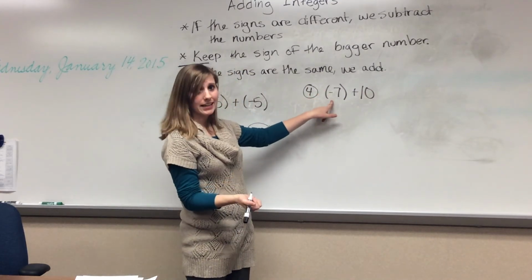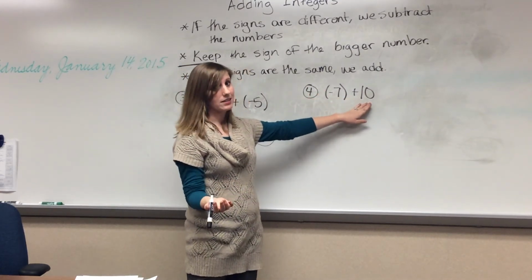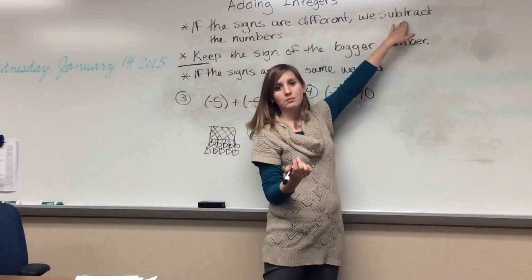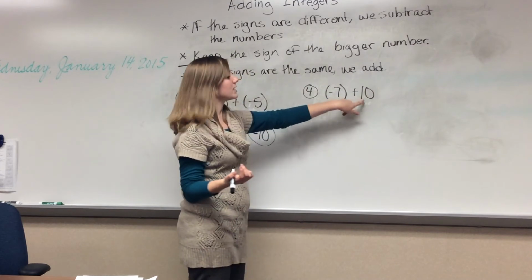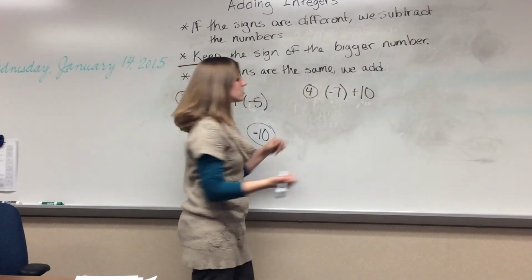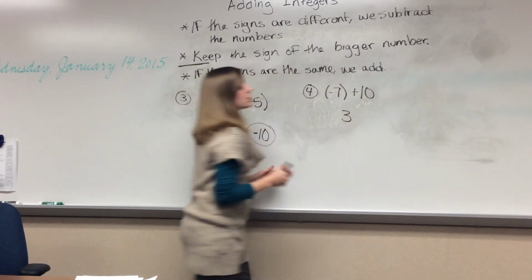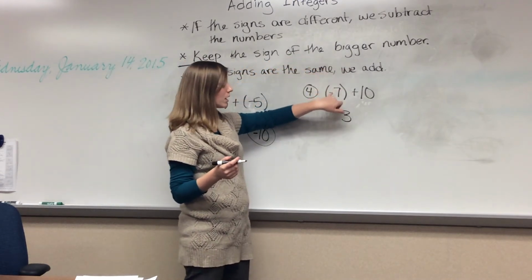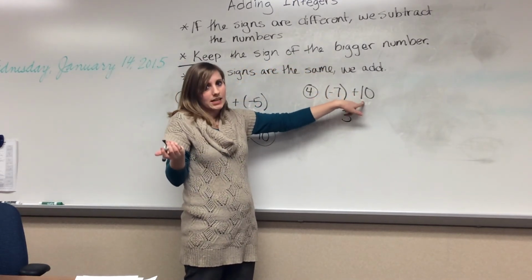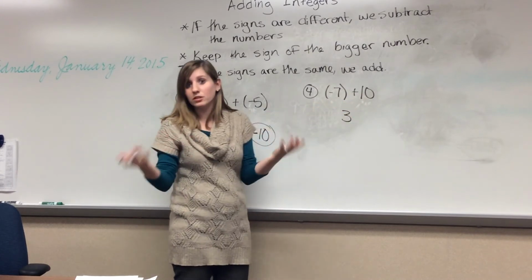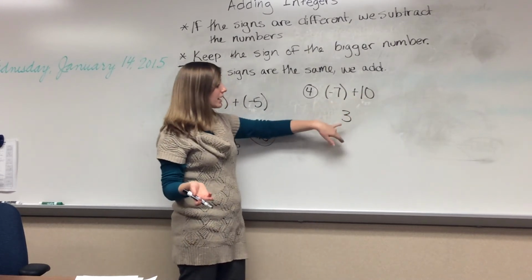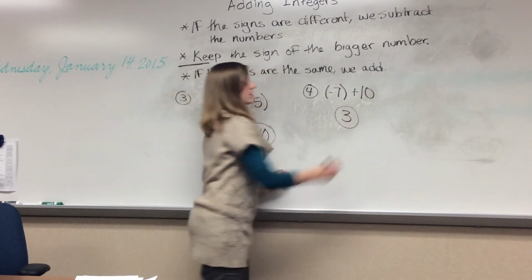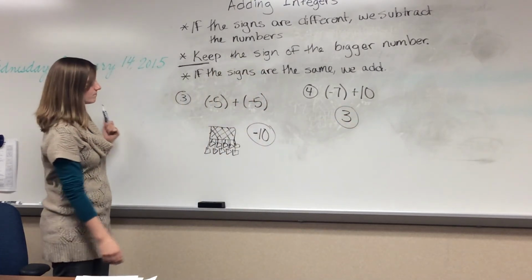My first number is negative. My second number is positive. That means my signs are different, so I need to subtract the two amounts. So 10 minus 7 is 3. To determine if it's positive or negative, I keep the sign of the bigger number. Well, between 7 and 10, 10 is larger, which means I would have more balloons. So that means my answer should be positive. So positive 3 is our answer, and that's it.